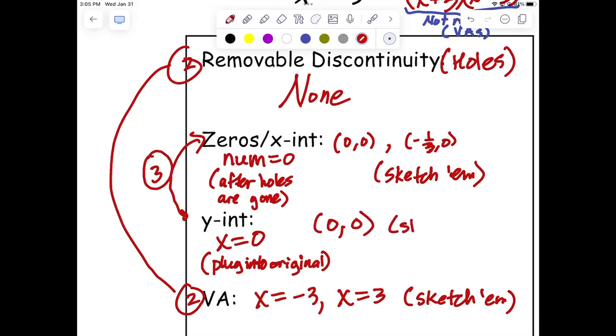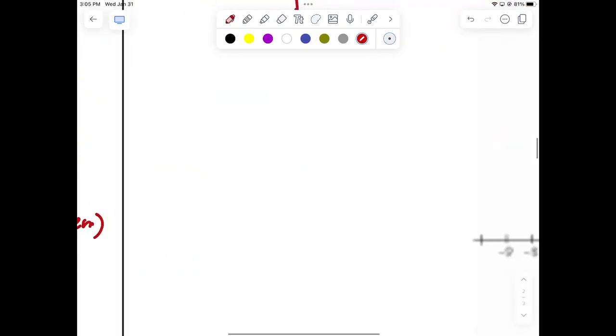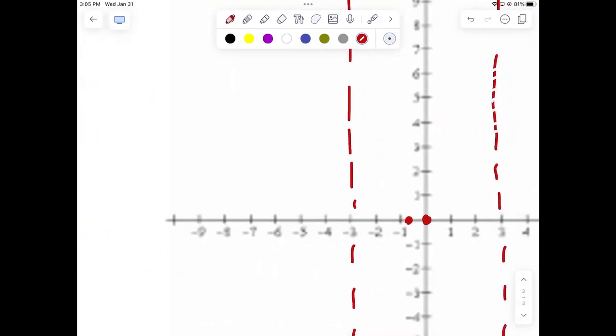So I can sketch it. Now, if I go to 0, 0 to sketch the y-intercept, what do I notice? I already have it. Uh-oh. The y-intercept was also an x-intercept. So I don't get a new point to sketch here, unfortunately. But at this point, it could have been different.